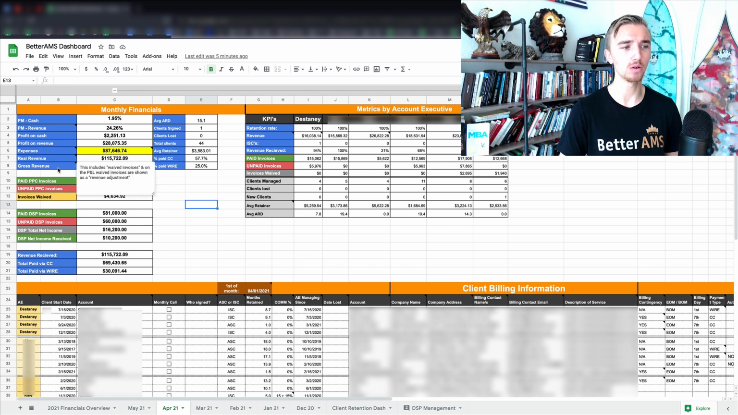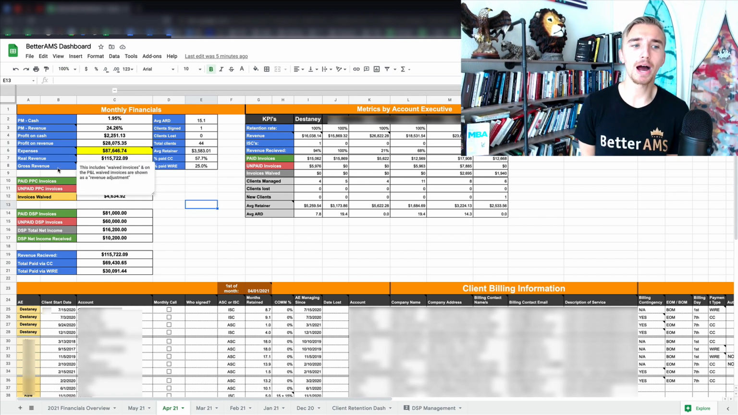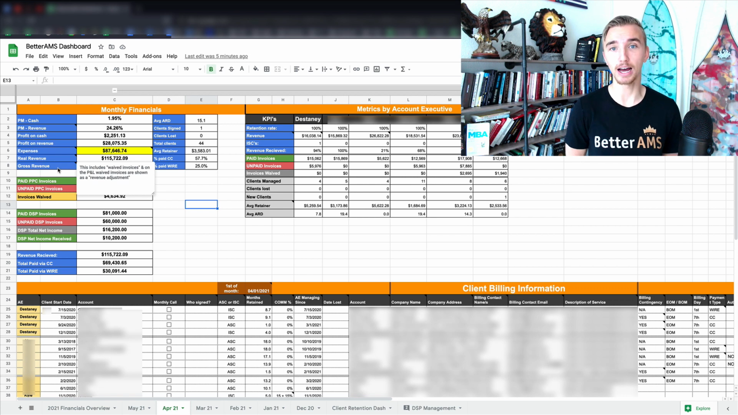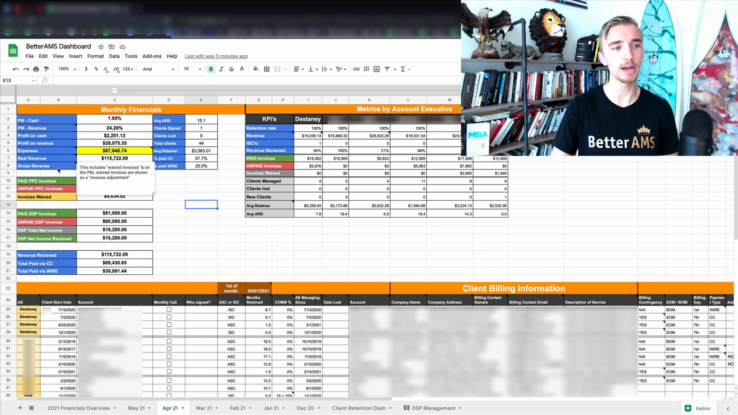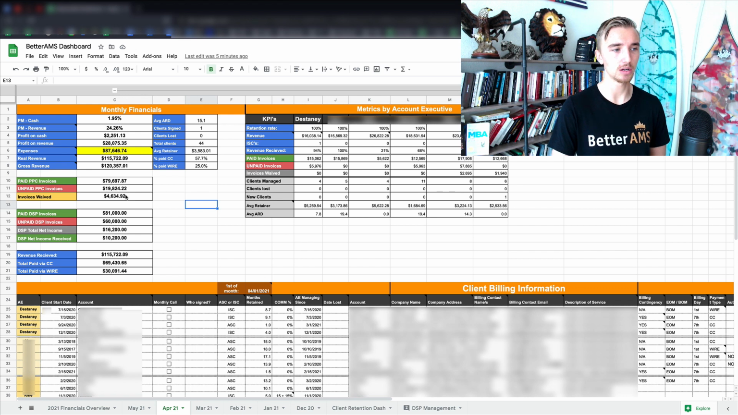Then we have our gross revenue. What's the difference? Well, we empower our account executives to waive invoices if they feel that the performance of our service doesn't justify the full retainer. Sometimes we'll waive 20%, 25%, 50%, sometimes the whole thing. And sometimes it's not related to poor performance. Sometimes it's just related to a client's whole business being shut down because they are out of stock, and they're waiting on a shipment from China to come in. And so that's an issue. Paid PPC invoices, unpaid PPC invoices, waived.